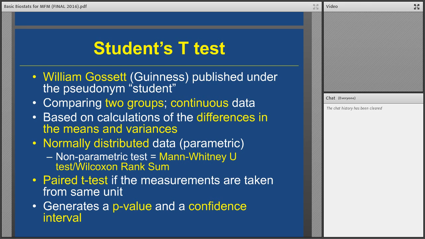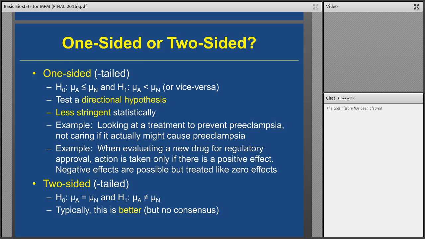We would use a paired t-test if the measurements are taken from the same unit or the same person over a period of time. And then this test will generate a p-value and a confidence interval. And that's what we can report in terms of reporting whether or not our results are significant. There's often a question whether or not we should apply a one-sided or a two-sided test. Our statistical calculators will ask us whether or not we're going to apply a one-sided or two-sided test, and it's really important to consider why it might be important to do one or the other.